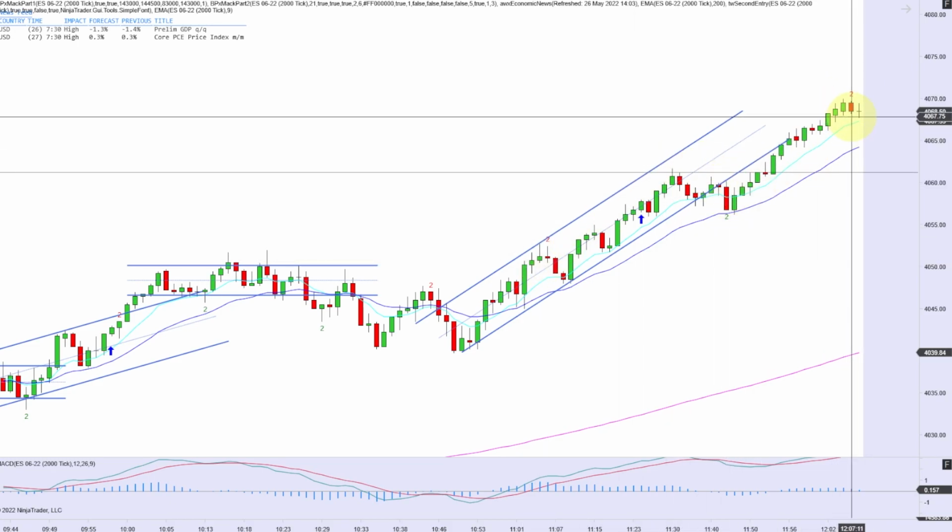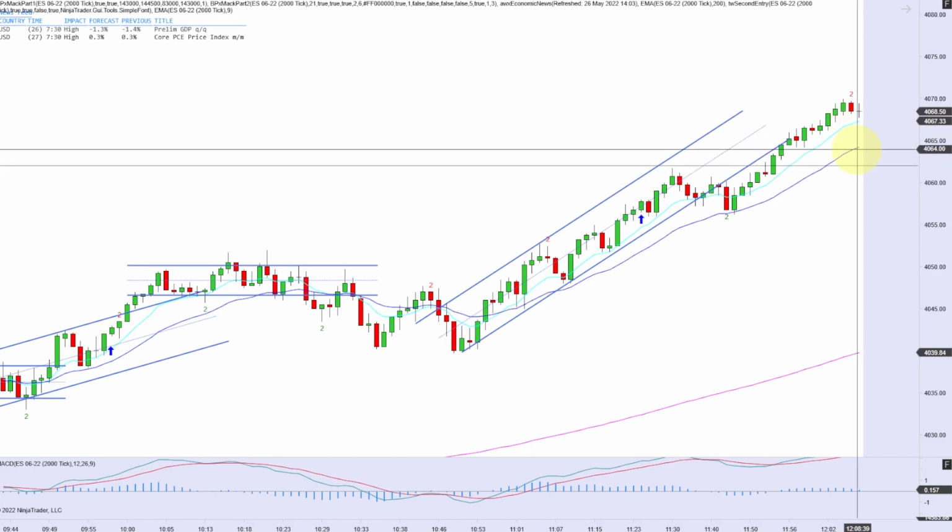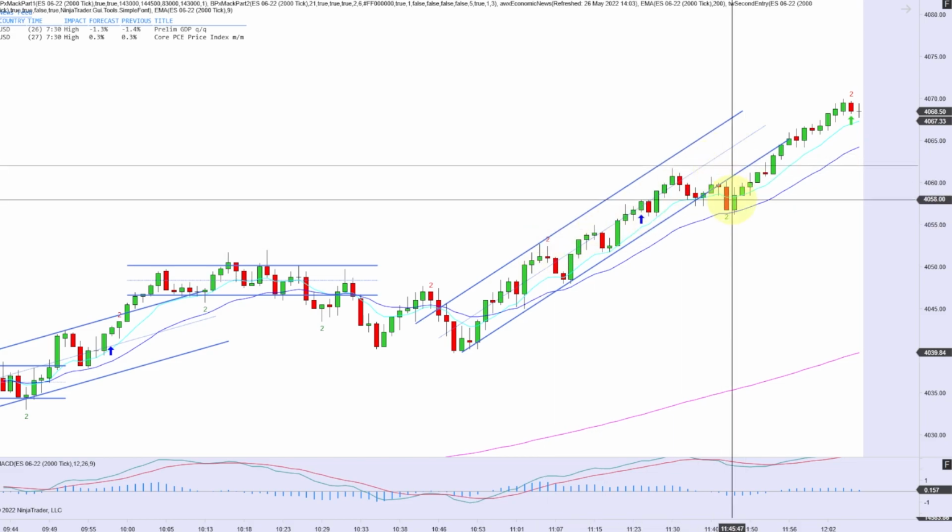So people are trying to pick a top here. They see this bearish bar. They see enough room to the 21 EMA. They're going to try going short there. I'm going to mark this as an aggressive trade because we had a break move to a new high.